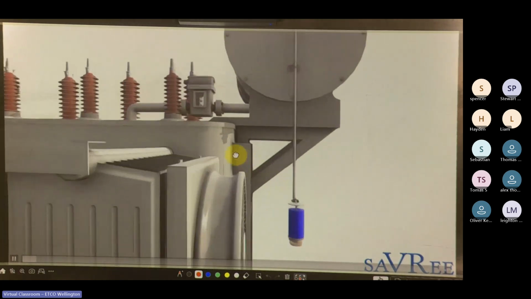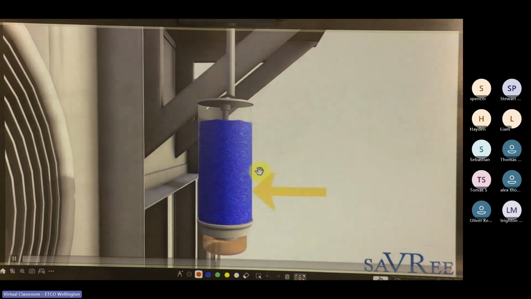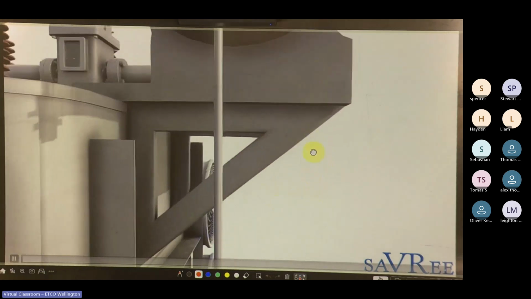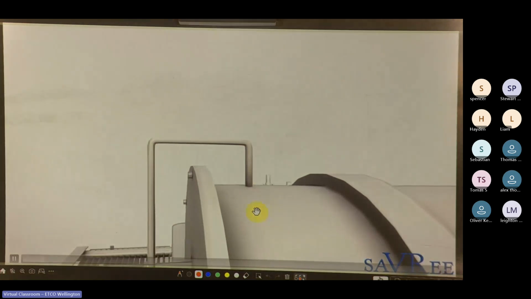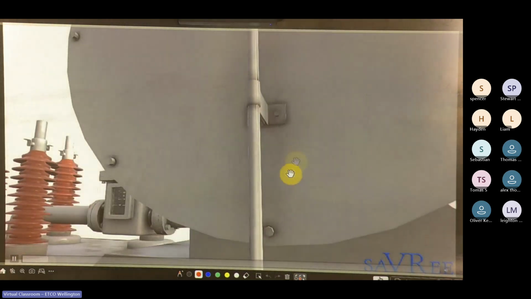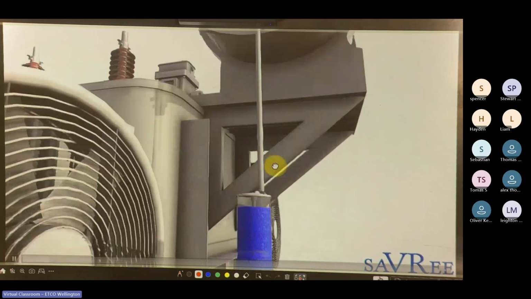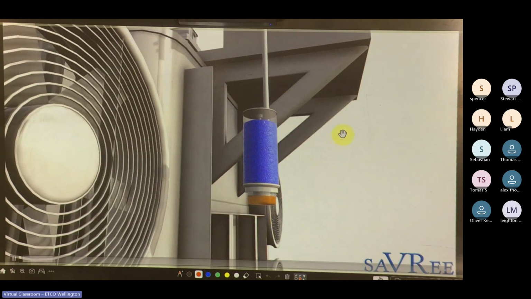If we have a look, we can see one mounted to the transformer, this section here. And we can see it's connected to what they call a conservator tank, next on the top. What it's actually doing is allowing the transformer to breathe. It means it's allowing air to pass in and out of the conservator tank.